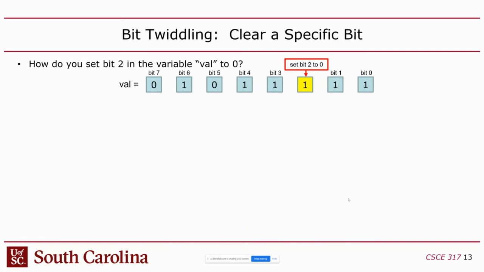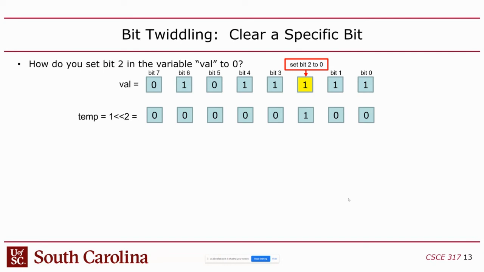Okay, well, how about setting a bit to 0? Now let's do the opposite. Let's take a variable val, and let's take bit 2. Once again, we'll use bit 2, but this time we want to set it to 0. Of course, I'm going to assume that the original value of that bit was 1, unlike the last example. So we're going to set bit 2 to 0. We want to force it to 0. Again, we don't want to change any other bits.